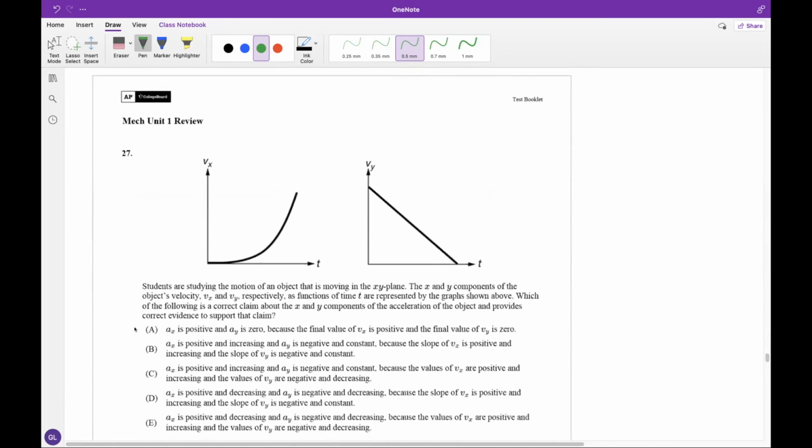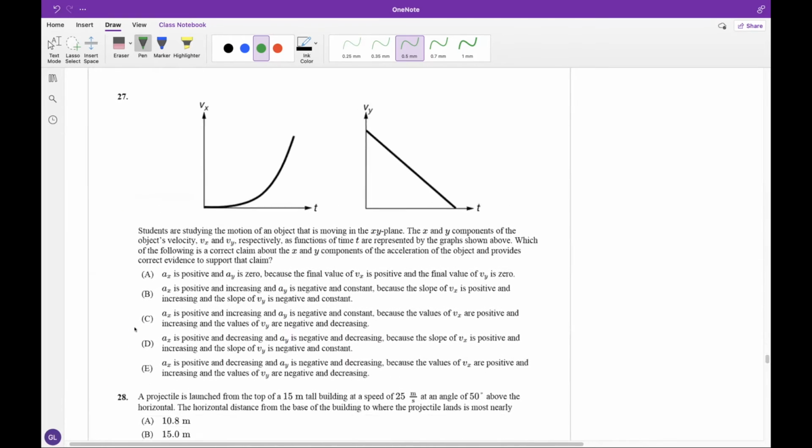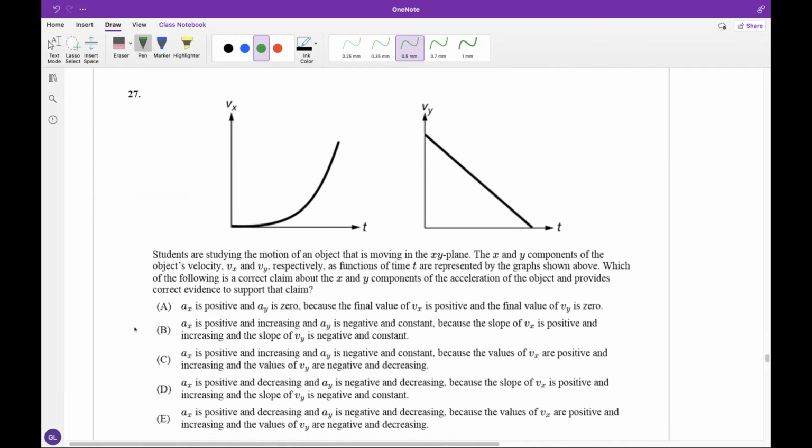All righty. Let's go to 27. Ooh, this one looks interesting. Students are studying the motion of an object that is moving in the XY plane. The x and y components of the object's velocity Vx and Vy, respectively, as functions of time are represented by the graph shown above. Which of the following is a correct claim about the x and y components of the acceleration of the object and provides evidence to support this claim?